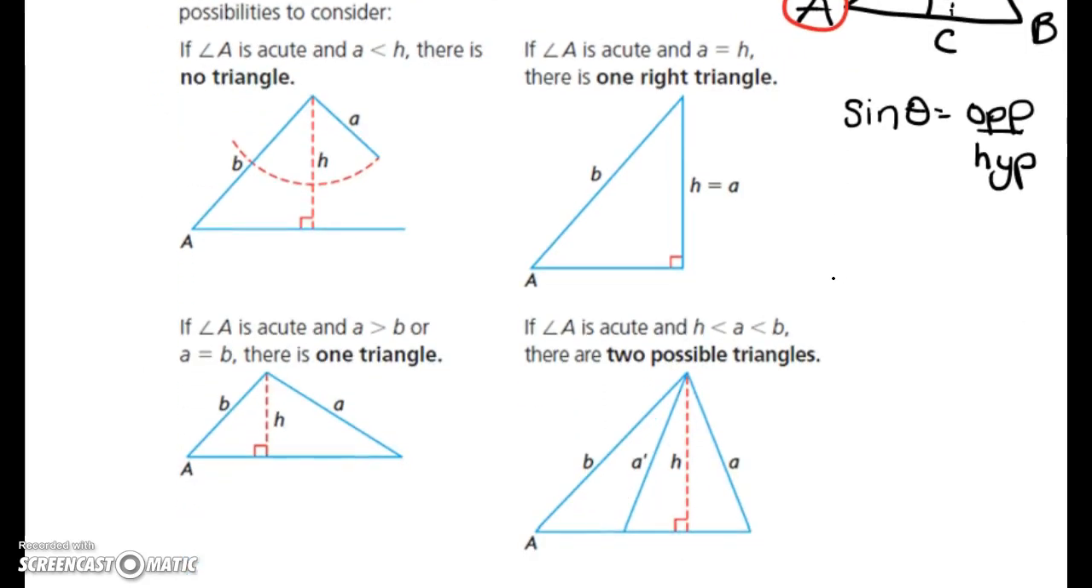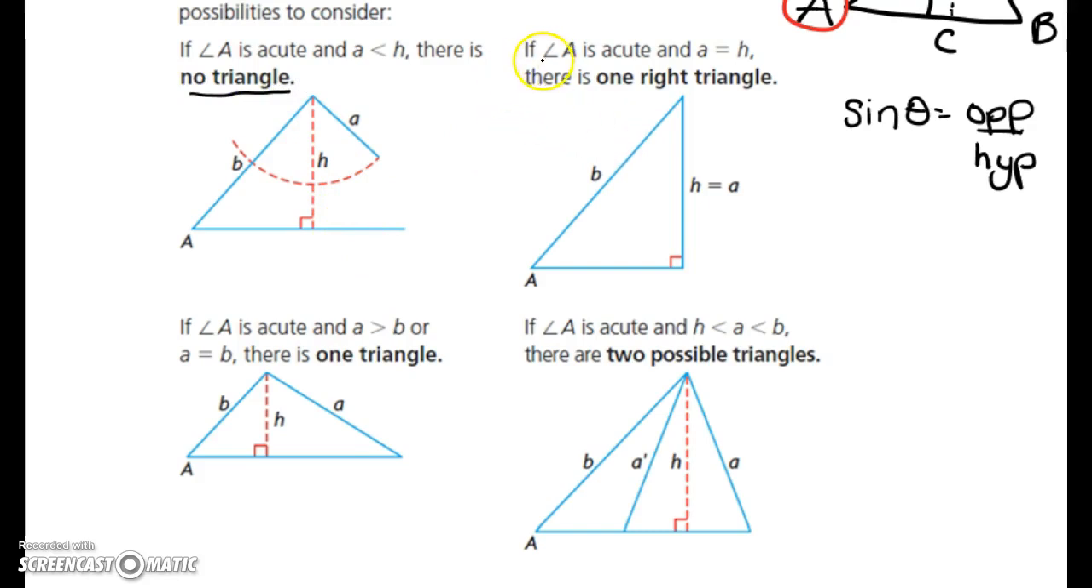So let's go down to our first case. In our first case, if your a value is smaller than your height, then there are no triangles possible. As you can see in this diagram, if you were to move side a anywhere along the triangle without changing side b, it would never make contact with the bottom of the triangle. So no triangles are created.